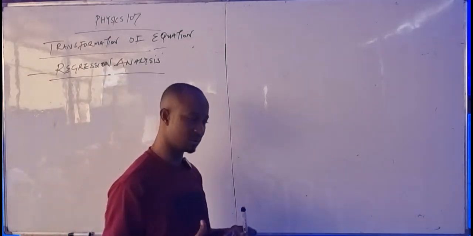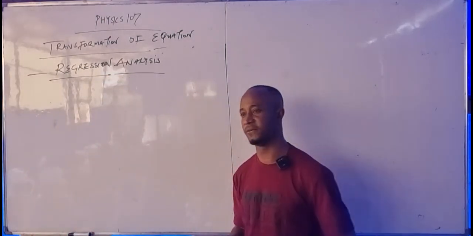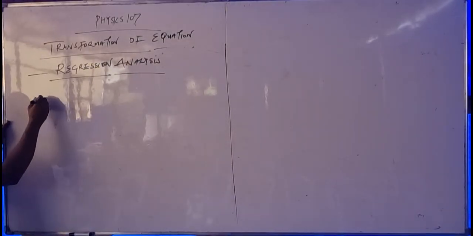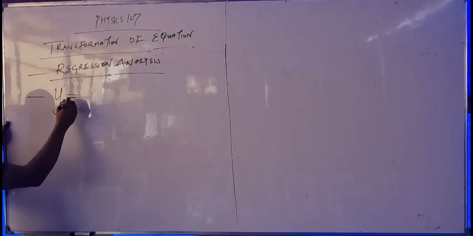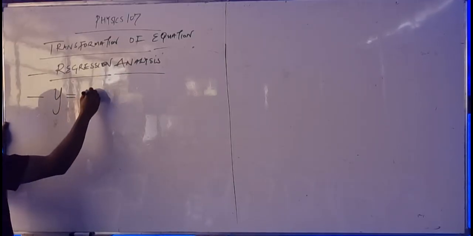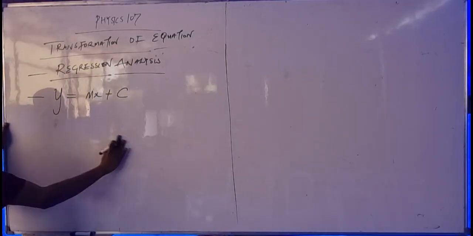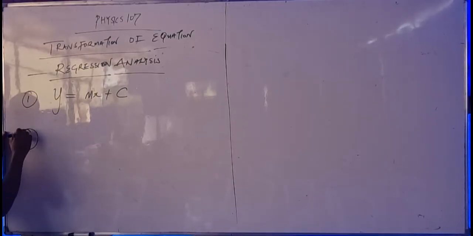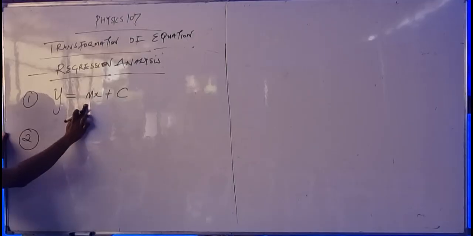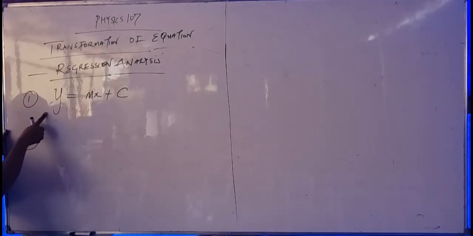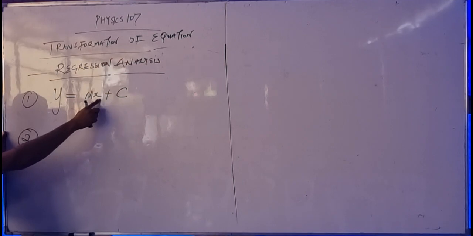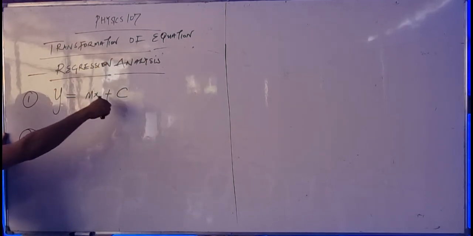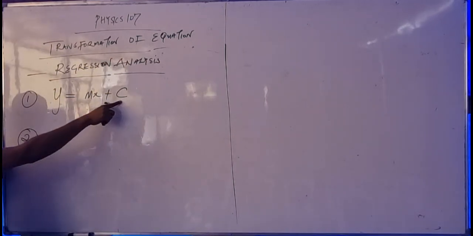The following are the formulas that must be noted in regression analysis. The first is the general linear equation, which is y equals mx plus c. Here y represents the dependent variable, m is the slope, x is the independent variable, and c is the intercept on the y-axis, which occurs when x is 0.